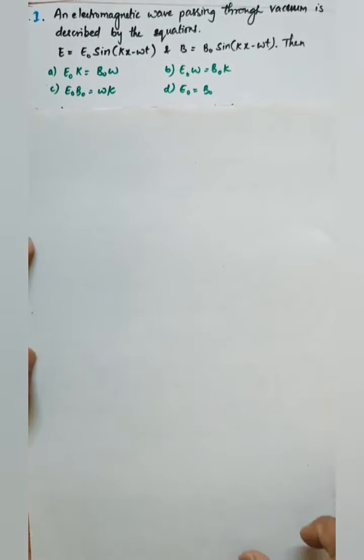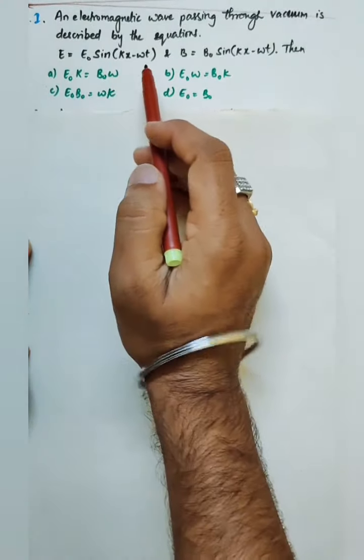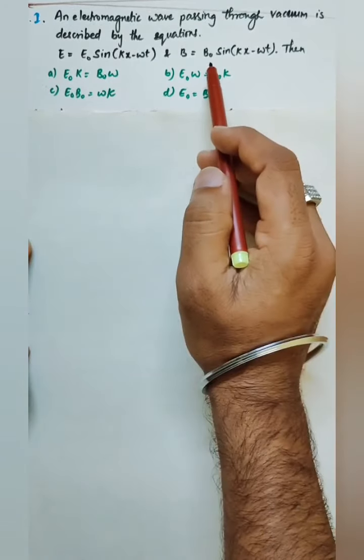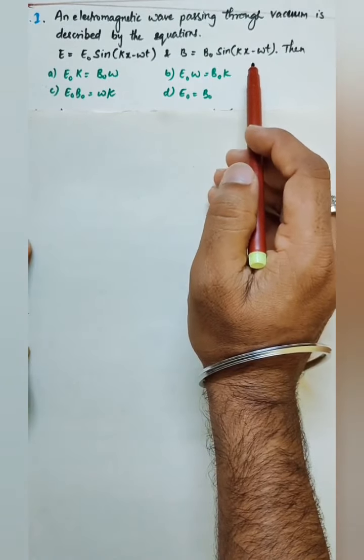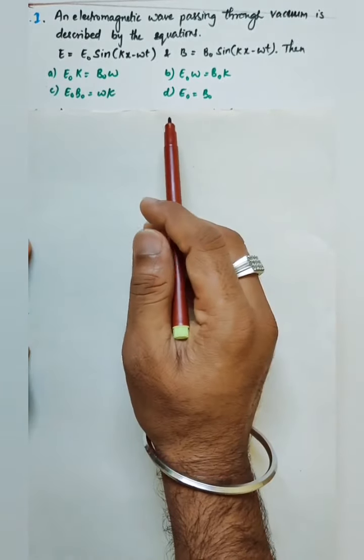Okay, here is our first question. An electromagnetic wave passing through vacuum is described by the equations E is equal to E naught sine (kx minus omega t) and B is equal to B naught sine (kx minus omega t). Which is the right answer in the given options?